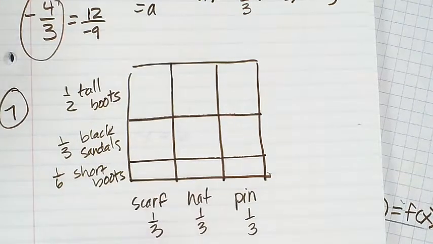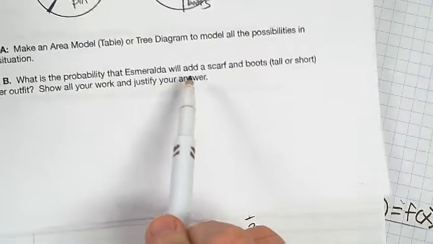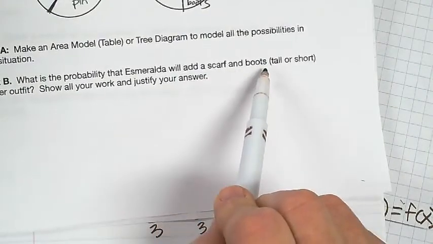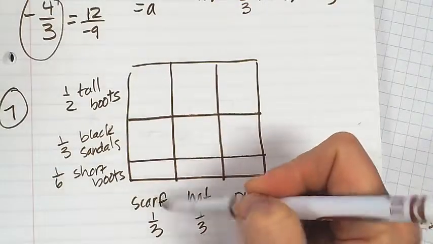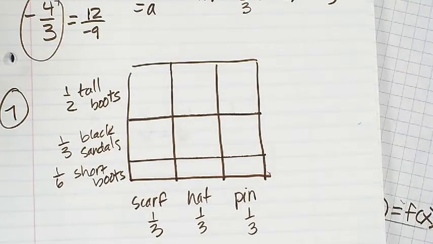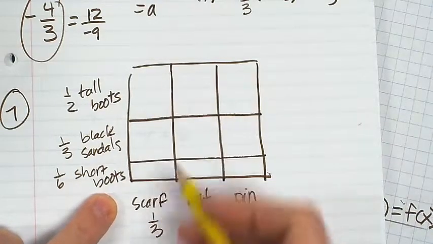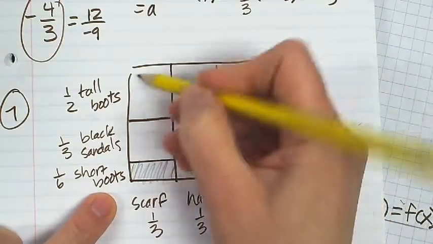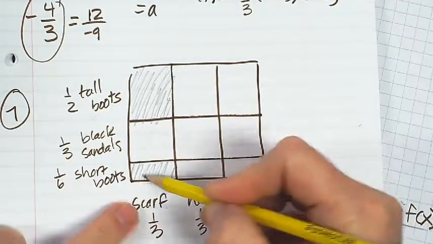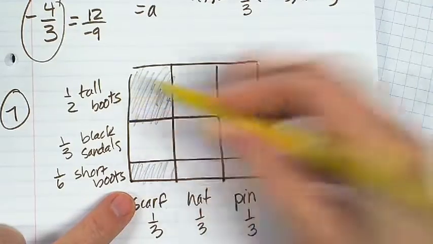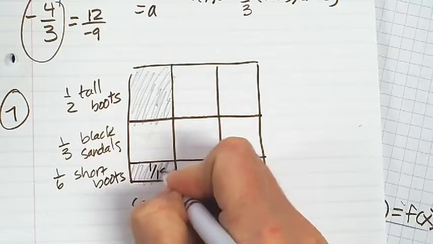Now I'm not going to fill all of these in because it's only asking me for a particular outcome. What is the probability that Esmeralda will add a scarf and boots, tall or short, to her outfit? So scarf, and then either the short boots or the tall boots. So I'm going to find this area right here and this area right here. Here's scarf and short boots. Here's scarf and tall. So if I multiply 1/3 times 1/6, that's going to give me 1/18.